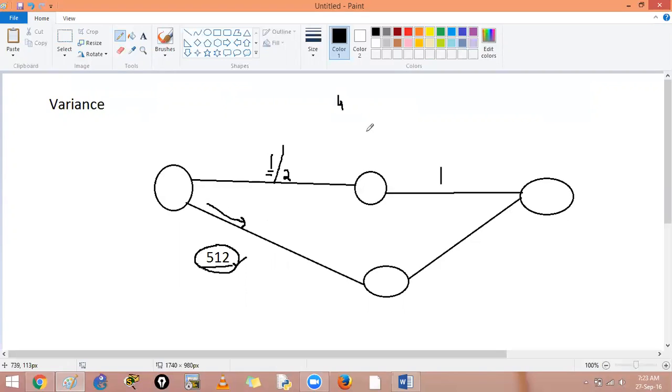OSPF will not do unequal cost path. If OSPF has the same cost path, then it will use this path also and this path also. But OSPF will not use this path if the link speed is less. EIGRP by default will not use it either, but if you say I want you to take this path, it is also capable of doing that.